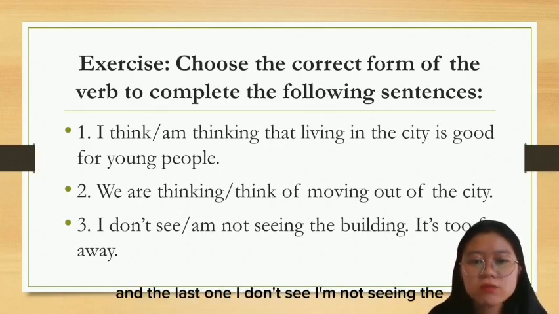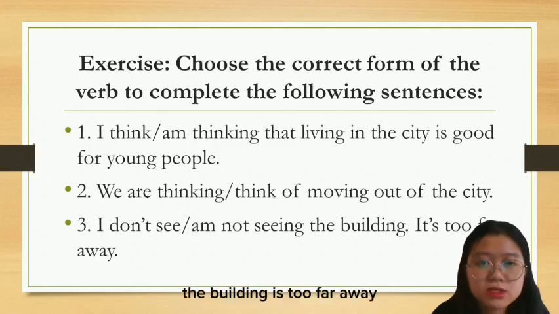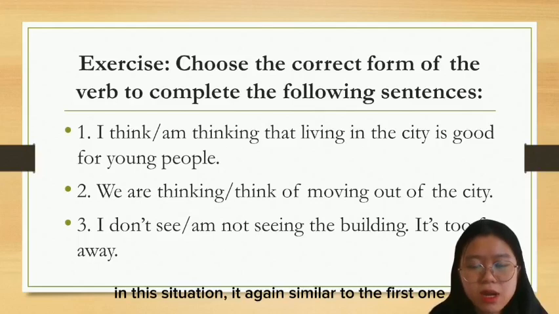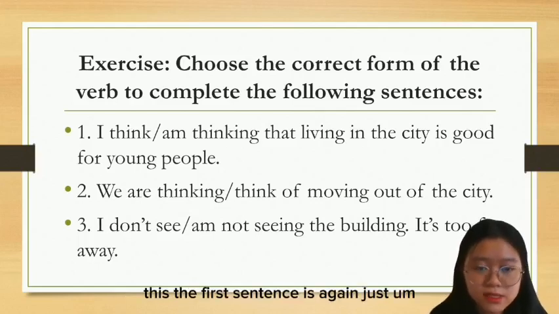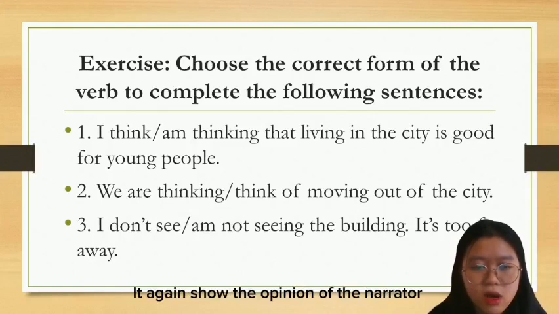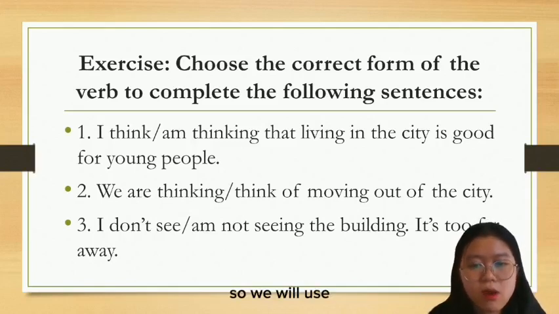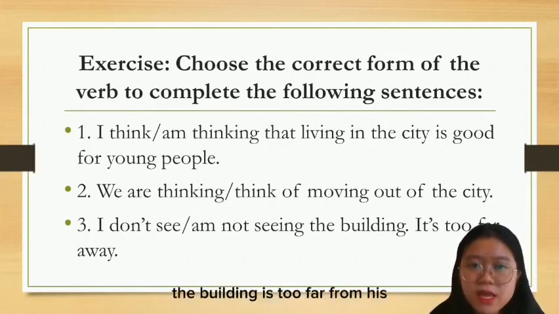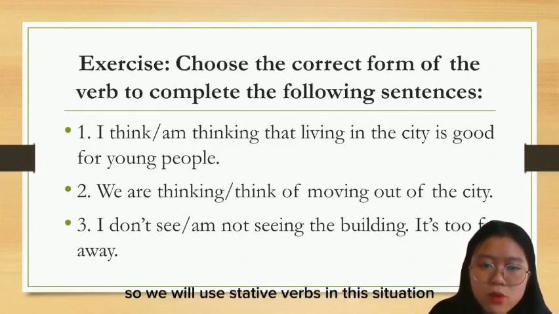And the last one: "I don't see or I'm not seeing that the building is too far away." In this situation, it's similar to the first sentence. It's again the opinion of the narrator. So what will we use here? We will use the stative verb, "I don't see." It's about the thought of the narrator who thinks that the building is too far from his or her position. So we will use stative verbs in this situation.